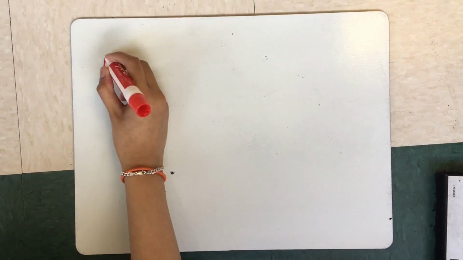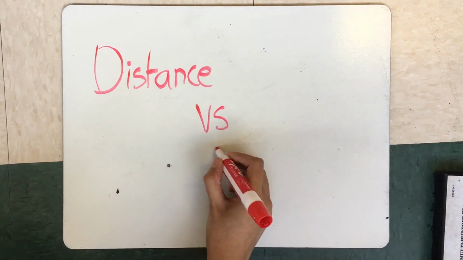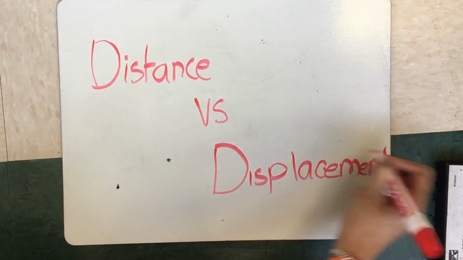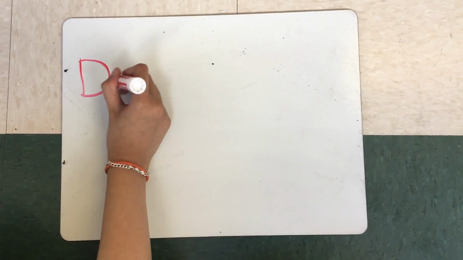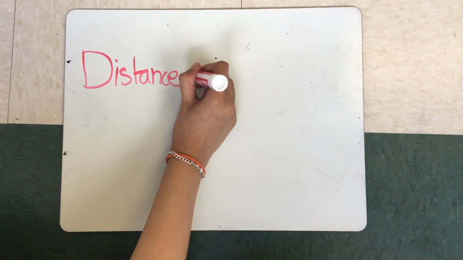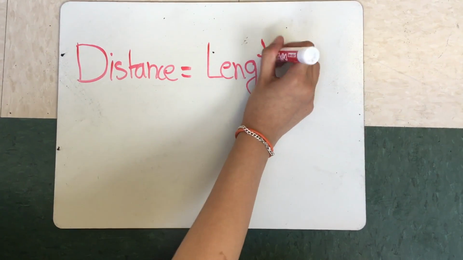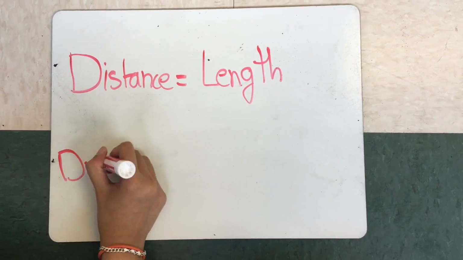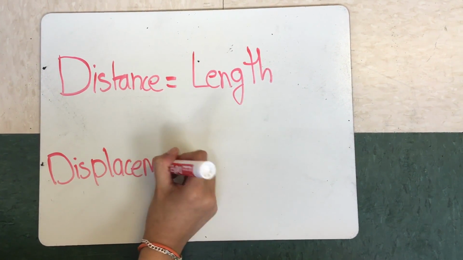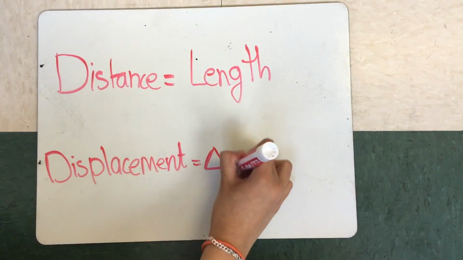Today we're discussing the differences between distance and displacement. So, distance is the total length of the path you take, whereas displacement is the change in position from final to initial.